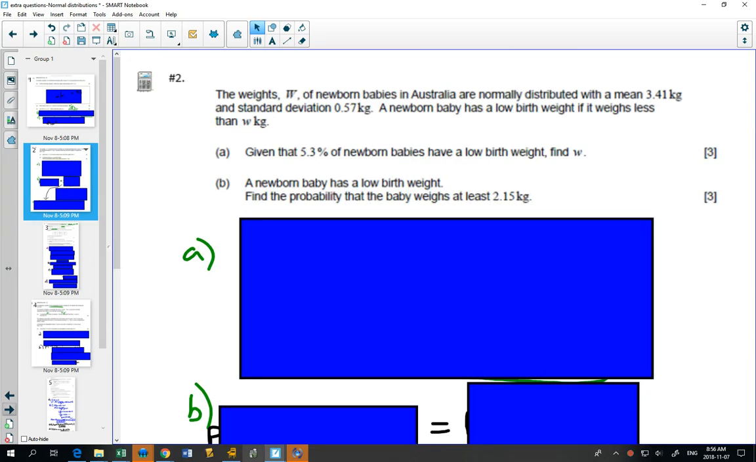All right. The weights of newborn babies in Australia are normally distributed with a mean of 3.41 kilograms and a standard deviation of 0.57 kilograms. Right? So we could compare this to find out, are babies in Australia heavier than babies in Canada?